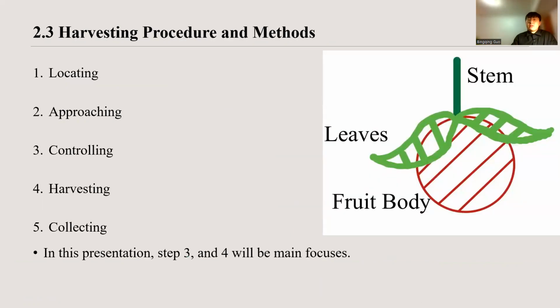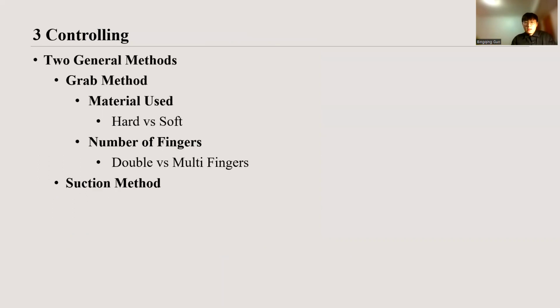So here is the general harvesting procedure for a robot. First, the visual recognition will locate the target fruit, and then the robotic arm will deliver the end effector to approach it. By using some kind of controlling method, the end effector will then harvest the crop, namely separating the stem from the fruit body. Finally, the target fruit will be collected in a bucket or other places. In my presentation, we will focus on step 3 and 4. So let's start with the controlling.